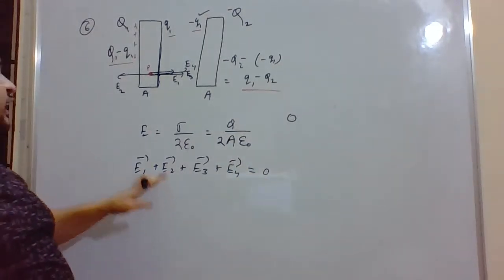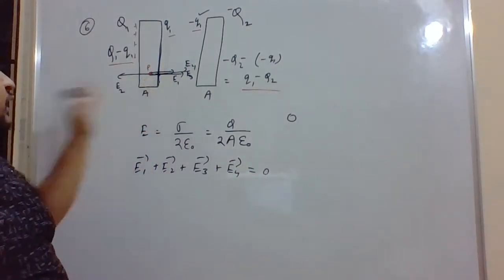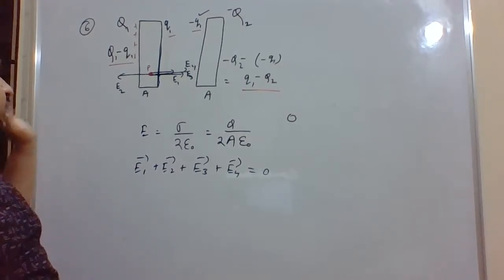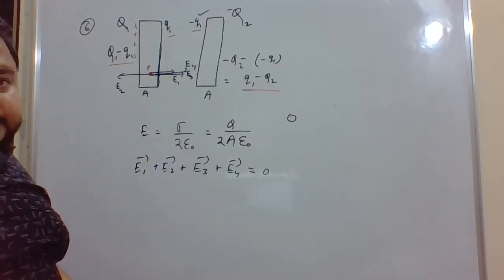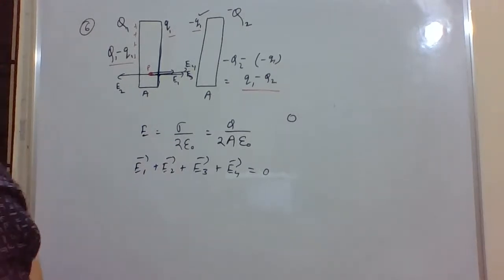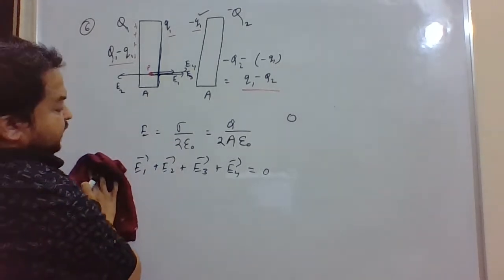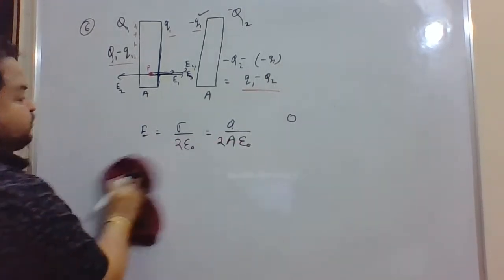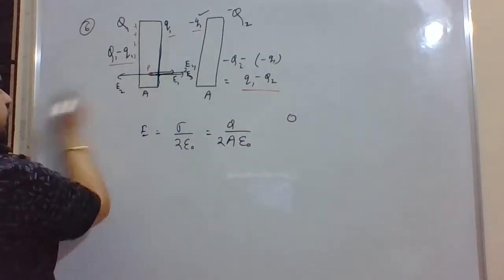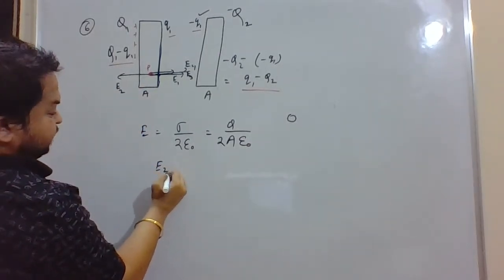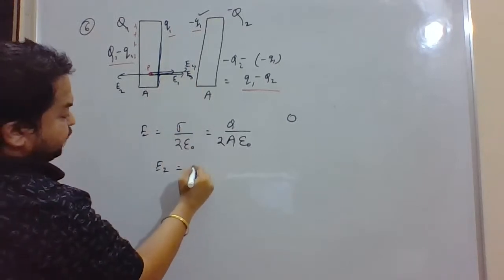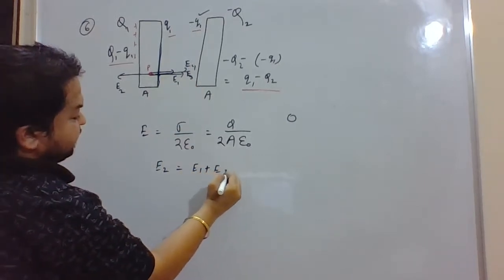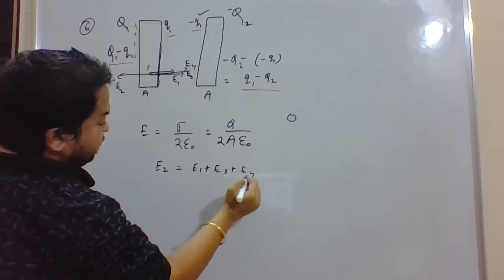If the vector summation is zero, we already know which ones are acting in the same direction and which ones are acting in the opposite direction. So we can quickly solve it using our vector symbol. In this case, the magnitude of E2, the net force towards left, will be equal to E1 plus E3 plus E4. So let's find out.